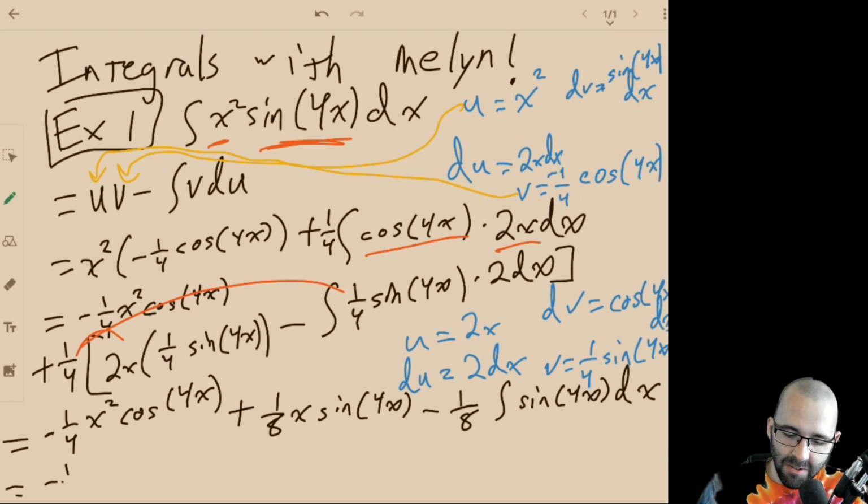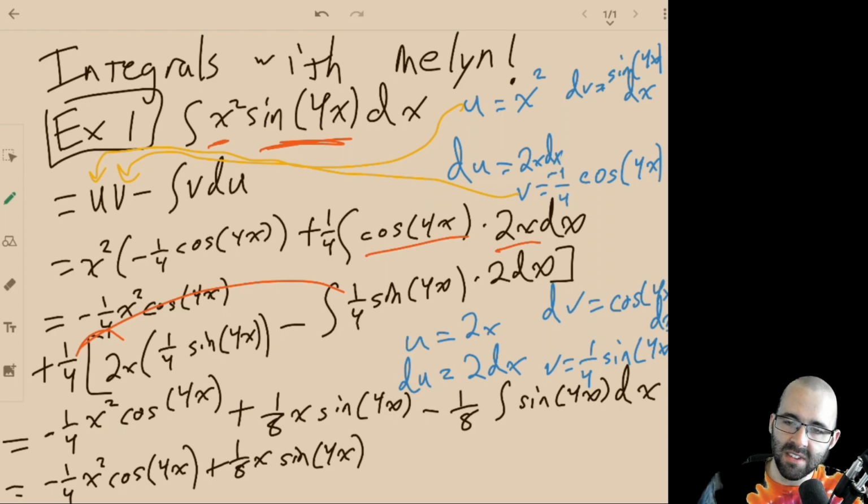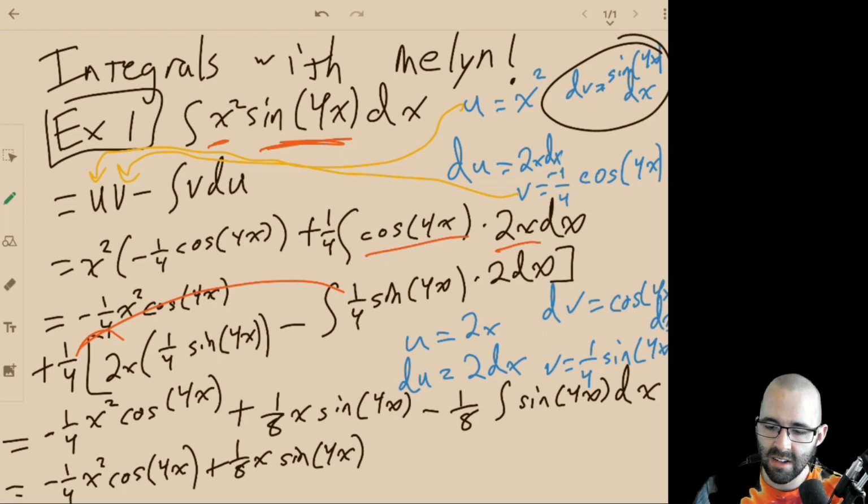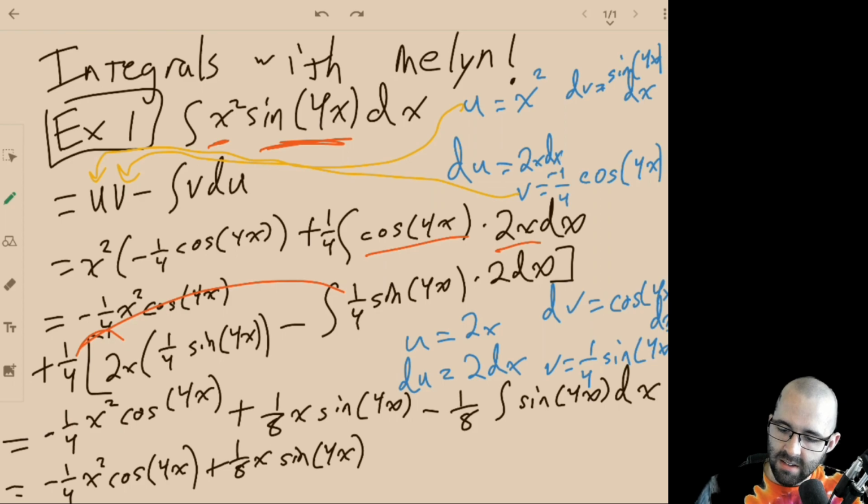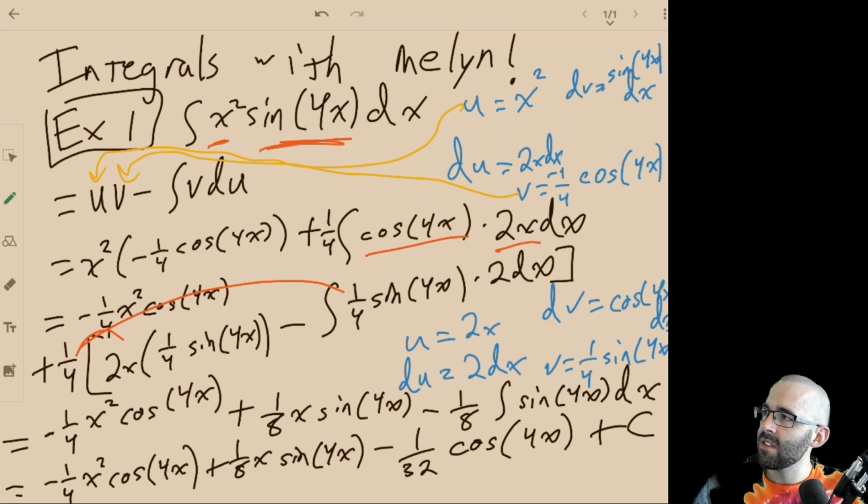Anyway, so we have negative 1/4 x squared times the cosine of 4x plus 1/8 times x sine of 4x minus this last integral. What's the antiderivative of sine? We already did this, right? We already did this right here. Antiderivative of sine of 4x was negative 1/4 times cosine of 4x. We already have a 1/8 in front. So 1/8 times a quarter is 1/32. And our derivative of sine is cosine 4x plus c, because we're doing an indefinite integral. Don't forget the plus c's.